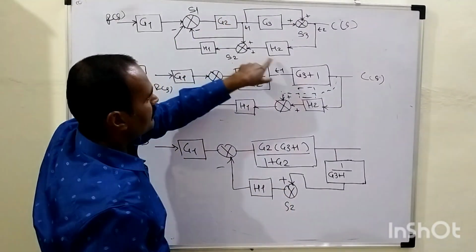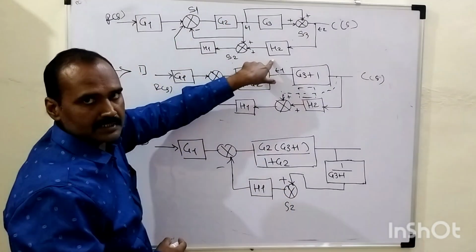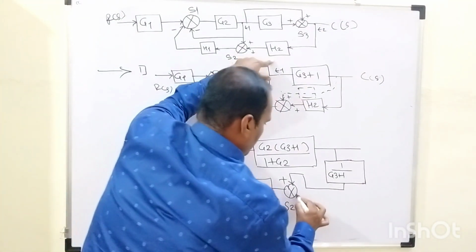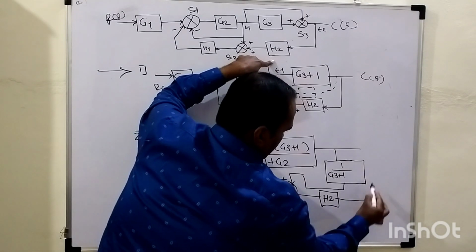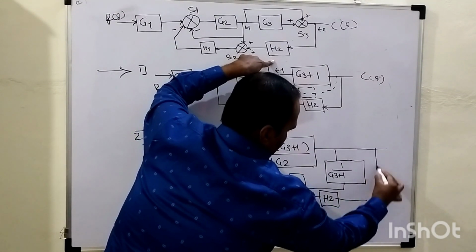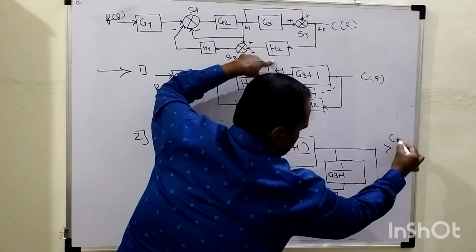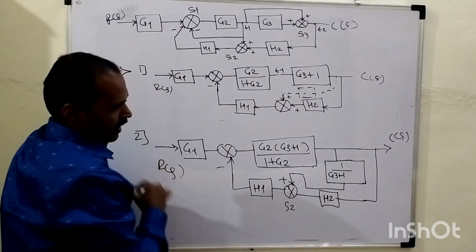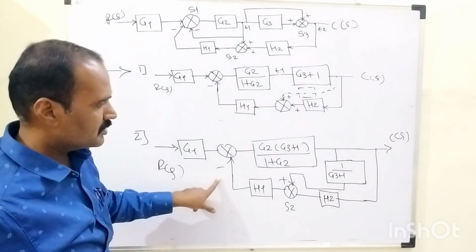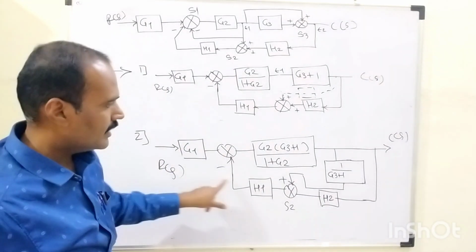As far as the remaining terminal of summing point 2 is concerned, as it is, we need to include this feedback element, that is nothing but H2. It is connected like this, and this is nothing but C of S, and this is nothing but R of S. So in that second step, your system will look like this, right?